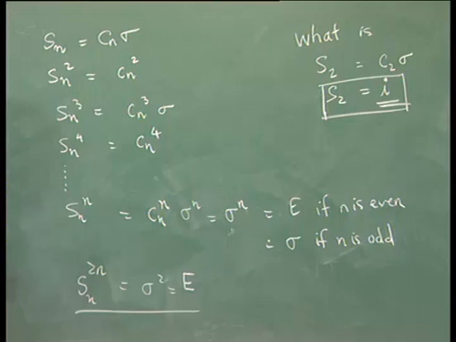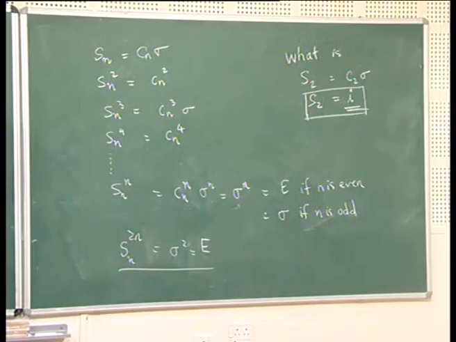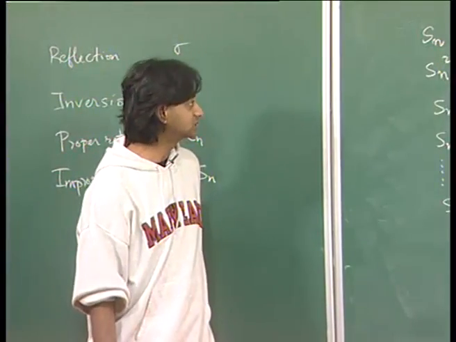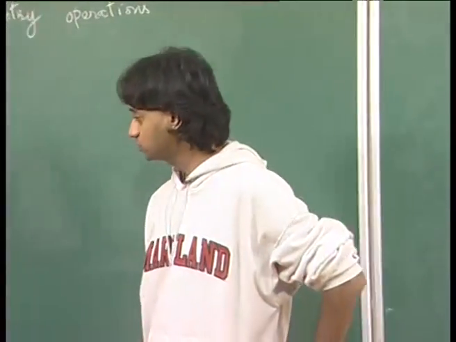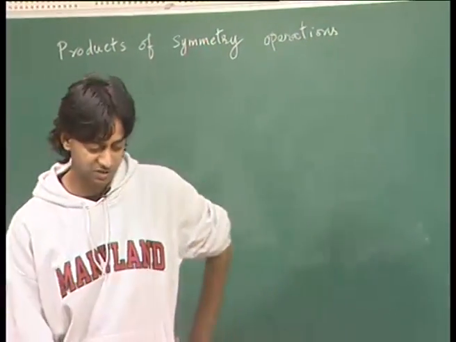So, if you say a molecule has an S2 axis, it is as good as saying that the molecule has a center of inversion. Okay. So, next we will look at representations of these operations. Now let us talk about products of symmetry operations.